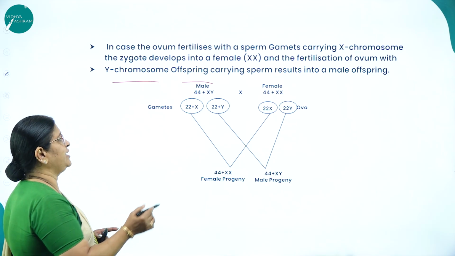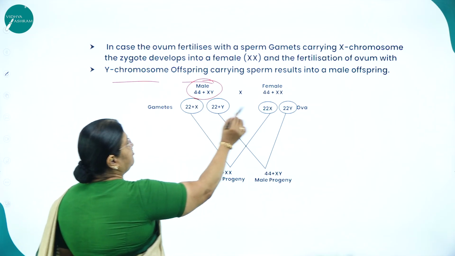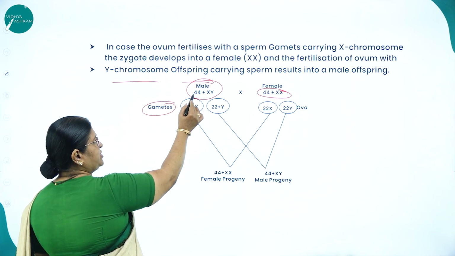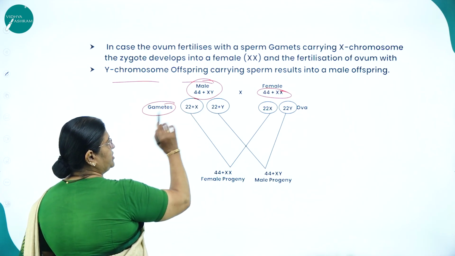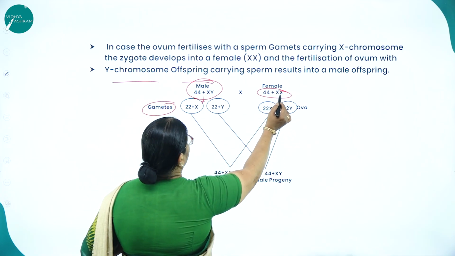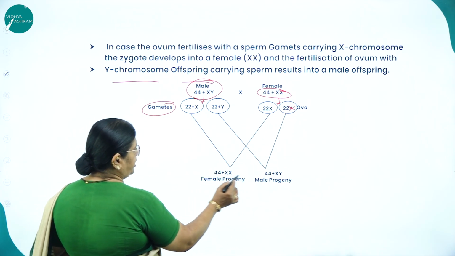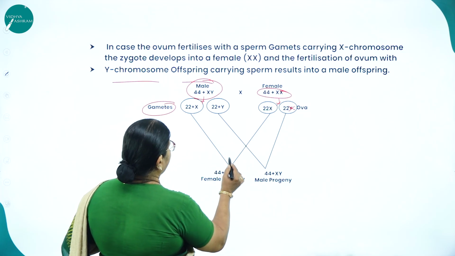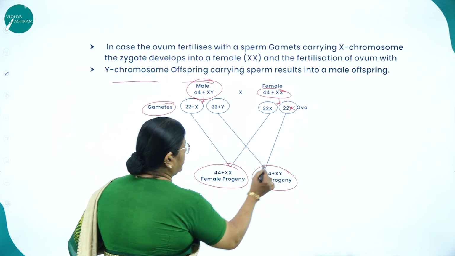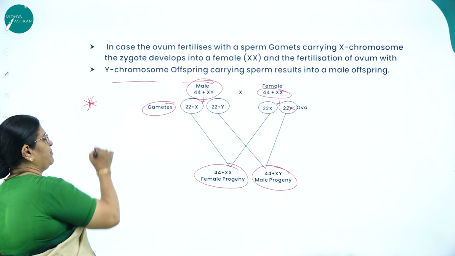How do you write it schematically? So male, how do you represent the chromosomal complement? 44 plus XY. Female, 44 plus XX. So gametes, how do you write? 22 pairs means what? 44. Here 22 plus X, 22 plus Y. Here when you split the gametes, 22X plus 22, here it is X, ova, 22X, 22X. So 44, here it is X. So here you can see female progeny, 44 plus XY means what? Male progeny. This is the schematic, and this is also very important from the examination point of view.